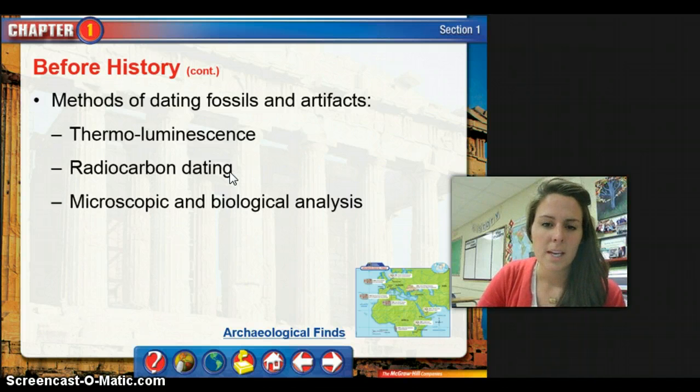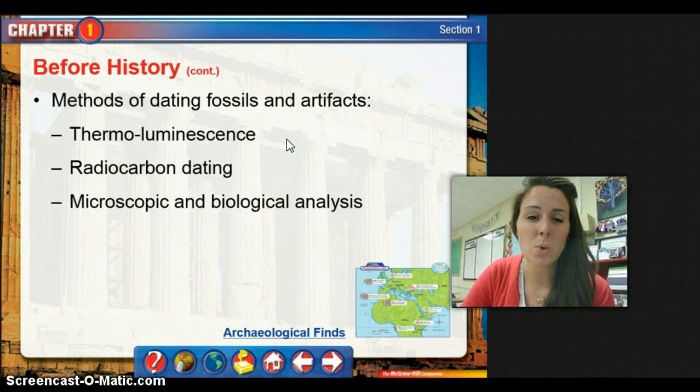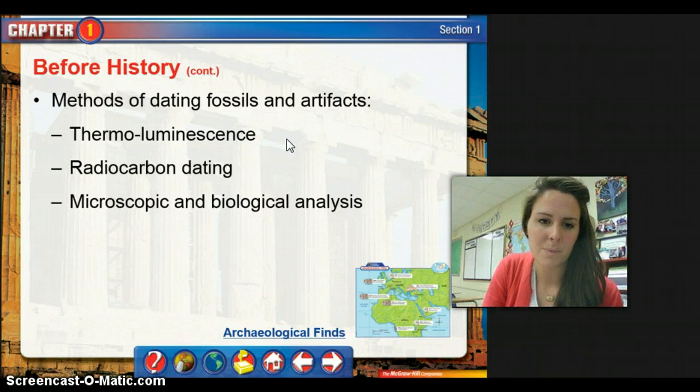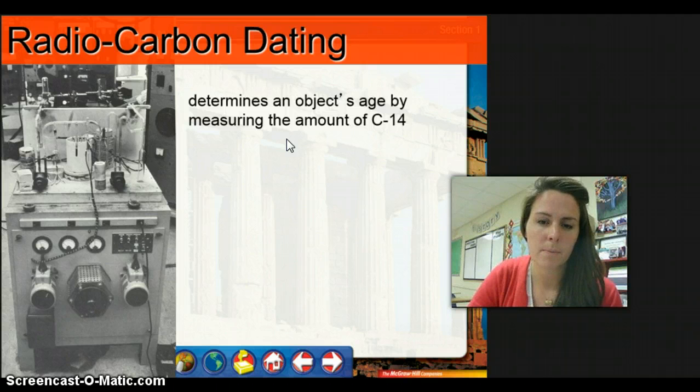It's pretty cool. Now, you can actually measure something that has been up to 200,000 years old, which is really neat. Now the next thing is radiocarbon dating. Radiocarbon dating determines an object's age by measuring the amount of C14. C14 is simply just the carbon.